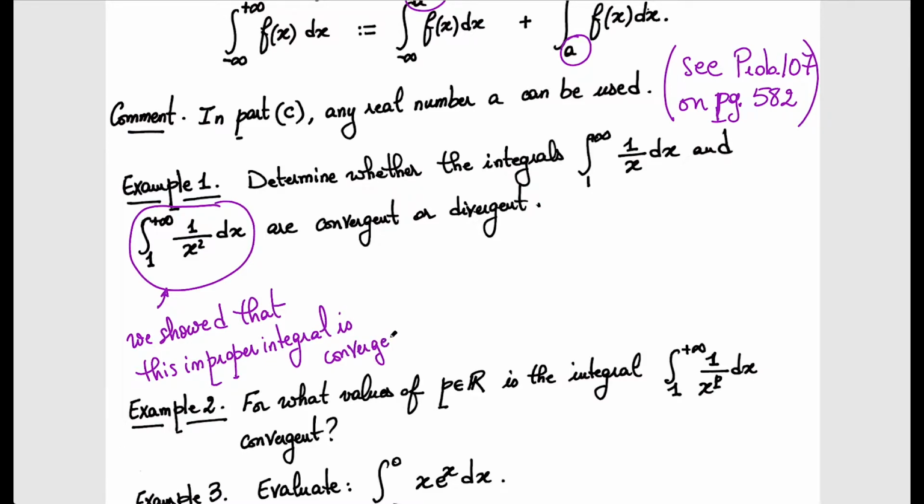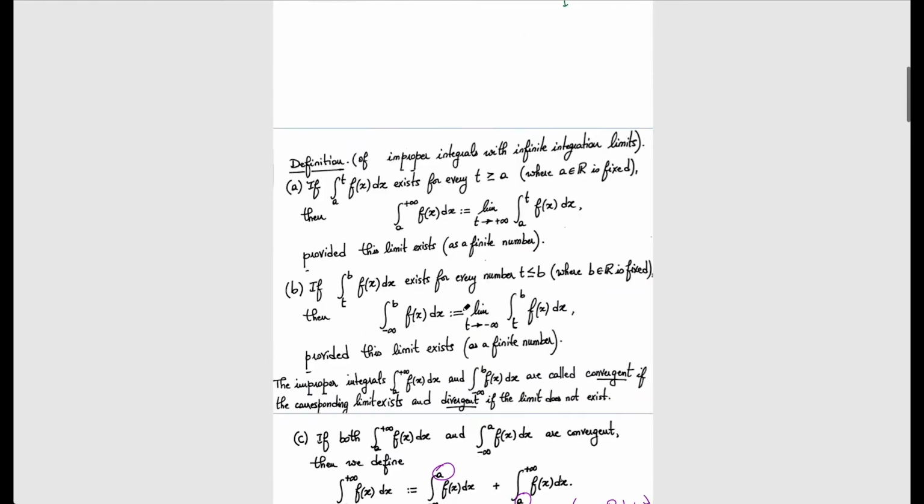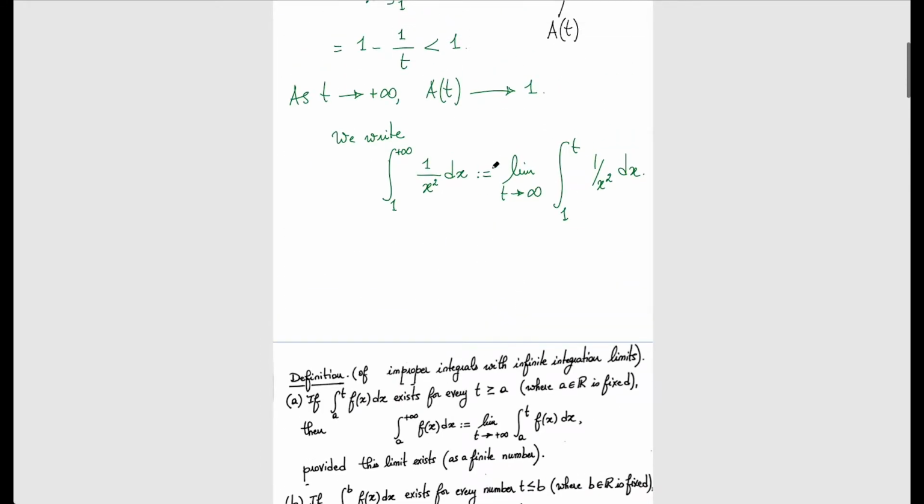We've shown it on the previous page. Let me take you back there. It was discussed here, right? So the integral from 1 to infinity of 1 over x squared dx was this limit, and this limit was 1. This was equal to 1. Remember, this is a of t, and a of t goes to 1 as t goes to infinity. So this limit is equal to 1. So we discussed that, and this improper integral was convergent.